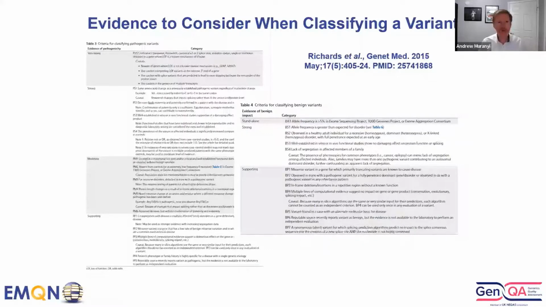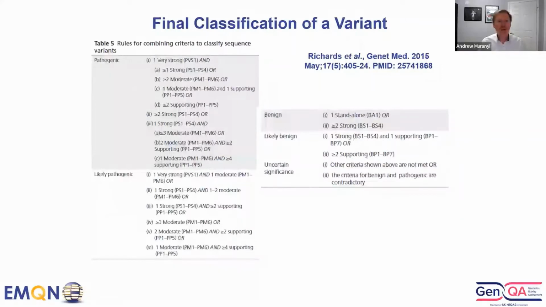Next slide, please. So final variant classification. Once you've identified all the evidence you can for a variant, what you do is add up the different points of evidence and the strengths, and then you determine whether it adds up to being a pathogenic change, a likely pathogenic change, benign, or likely benign, or of uncertain significance.